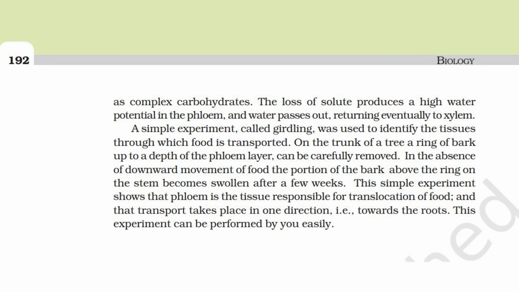A simple experiment, called girdling, was used to identify the tissues through which food is transported. On the trunk of a tree, a ring of bark up to a depth of the phloem layer can be carefully removed. In the absence of downward movement of food, the portion of the bark above the ring on the stem becomes swollen after a few weeks. This simple experiment shows that phloem is the tissue responsible for translocation of food, and that transport takes place in one direction, that is, towards the roots. This experiment can be performed by you easily.